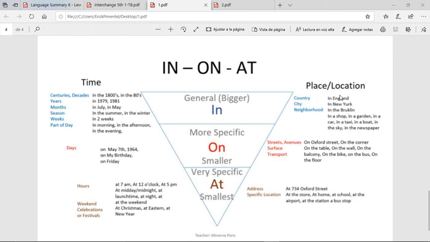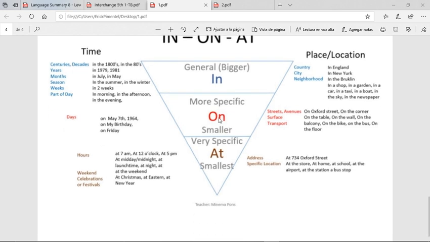We use it for places or occasions, in countries, cities, neighborhoods: in England, in New York. This is incorrect: in Brooklyn, this is incorrect as well. In a shop, in a garden, in a car. Okay, then we use on for more specific things: streets, avenues, surfaces, transport, days. On May 7th, 1964, on my birthday, on Friday.